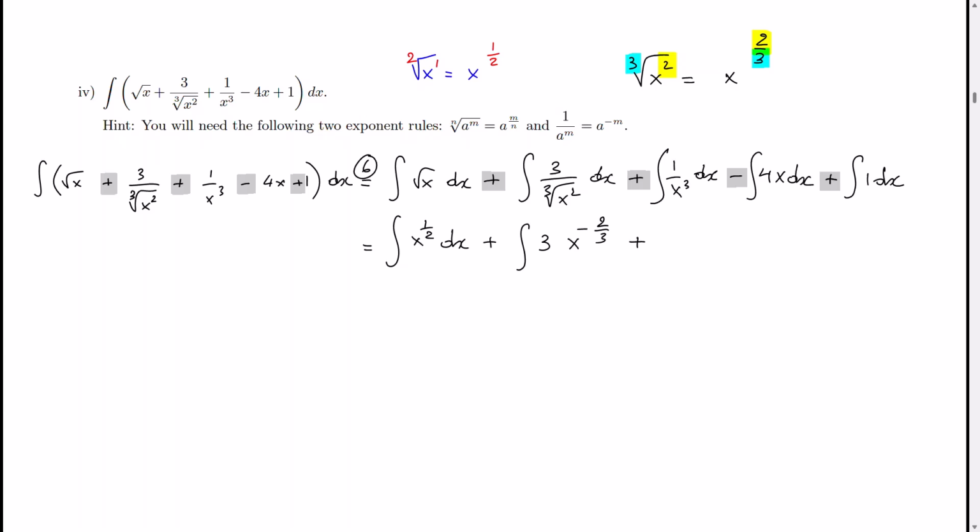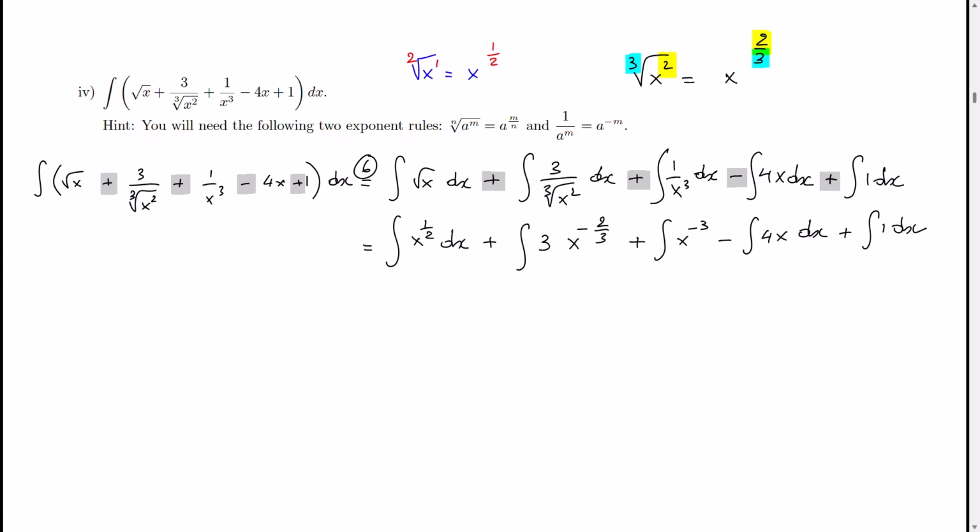The same thing applies for the 1 over x cubed. The x cubed is in the denominator, but I need it in the numerator, so I'm going to write x to the power of negative 3. The negative tells me that it was originally in the denominator, and I'm bringing it to the numerator. Next, I'm going to leave the 4x alone for a moment, and finally write down the integral of 1 dx at the end.